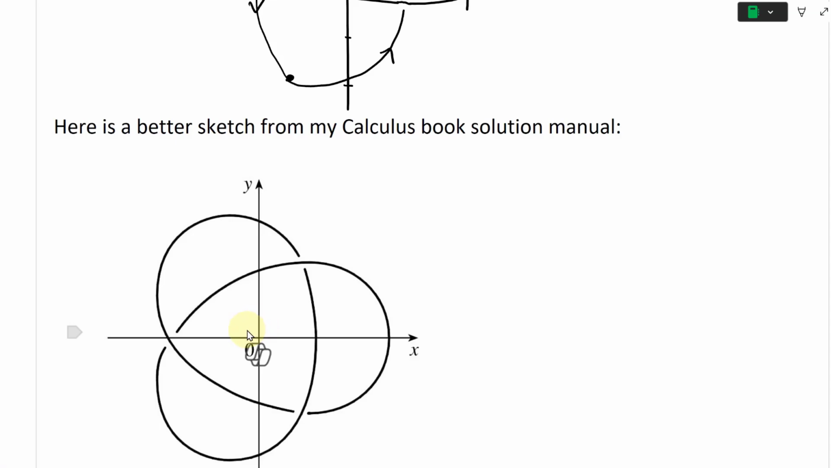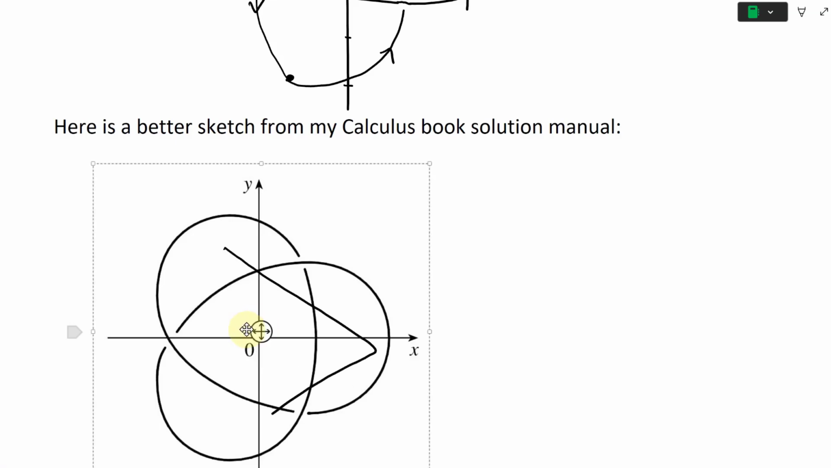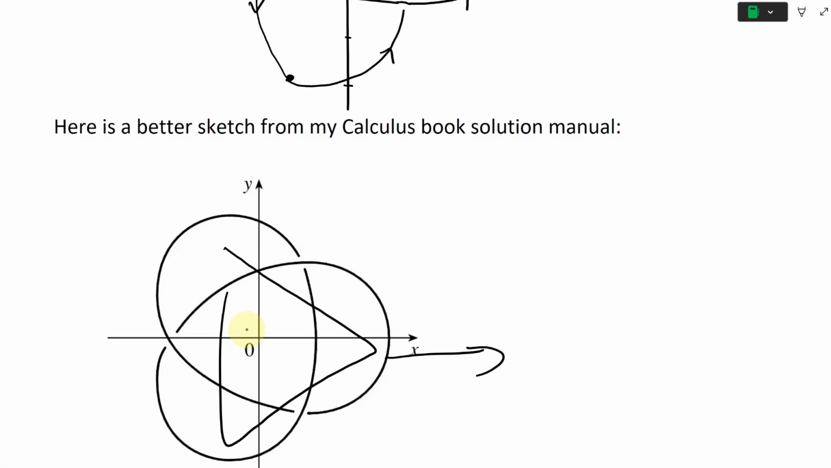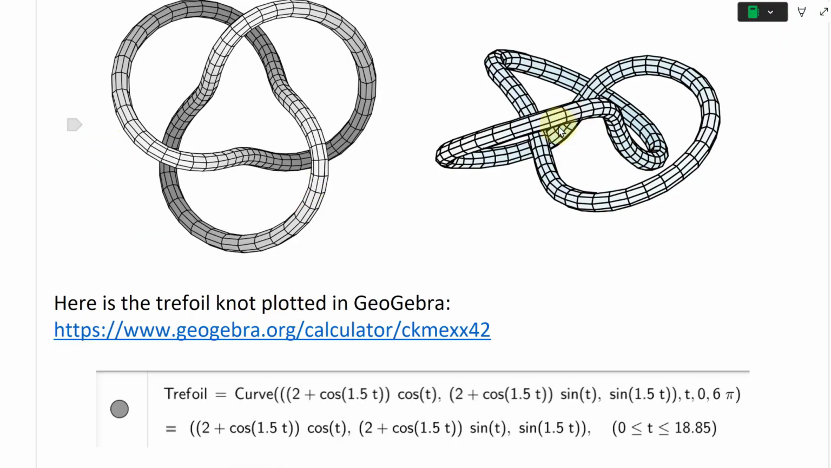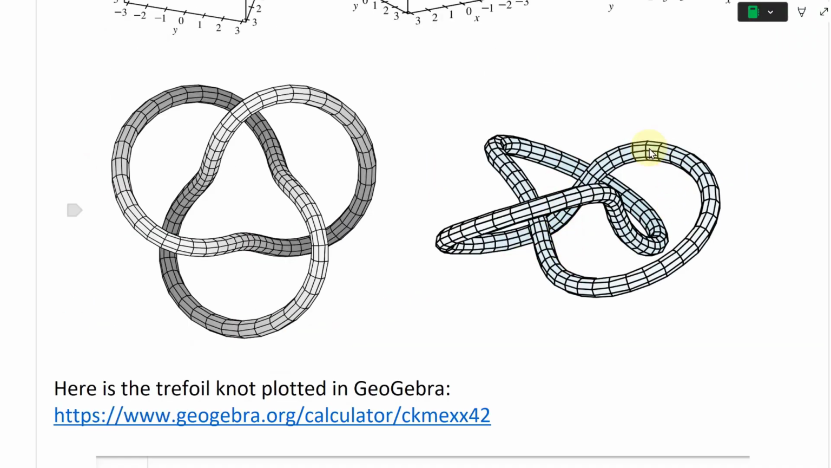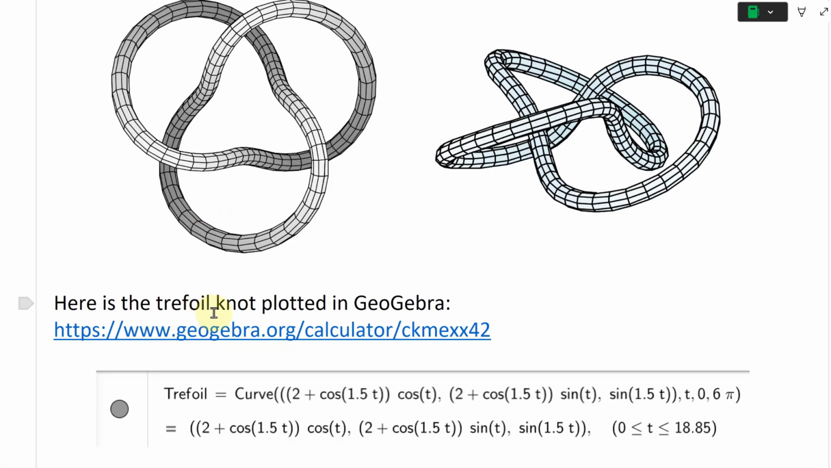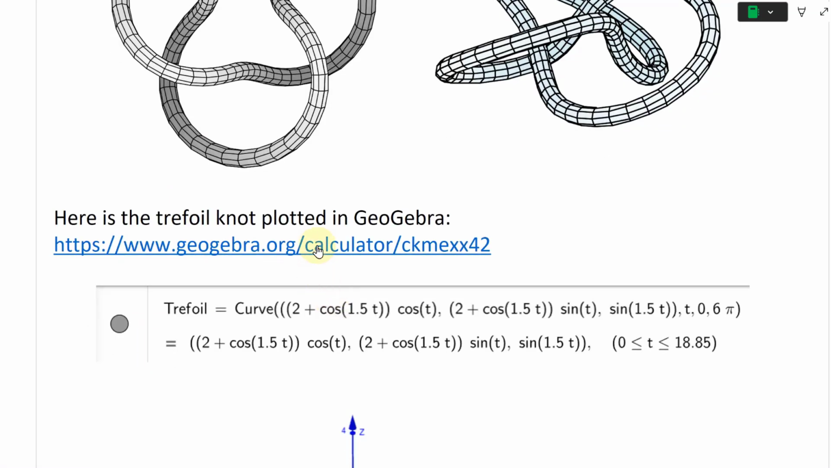Yeah, this right here. It has a direction. In this case, if you draw a triangle, it points to the right, just so we know that's the one we were looking at. And there it is in 3D. You can see it going in and out. Pretty amazing stuff. And here's a trefoil knot plotted in GeoGebra.